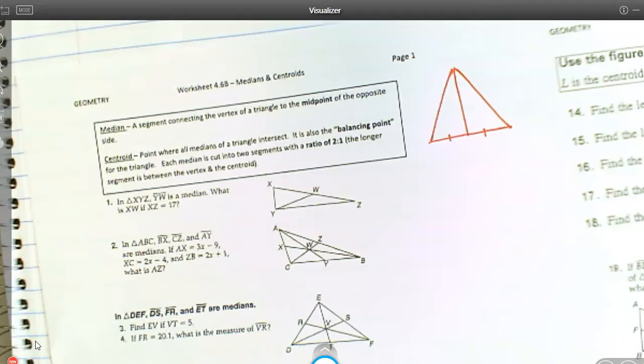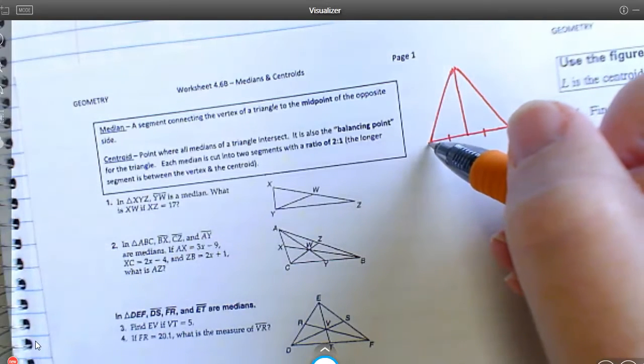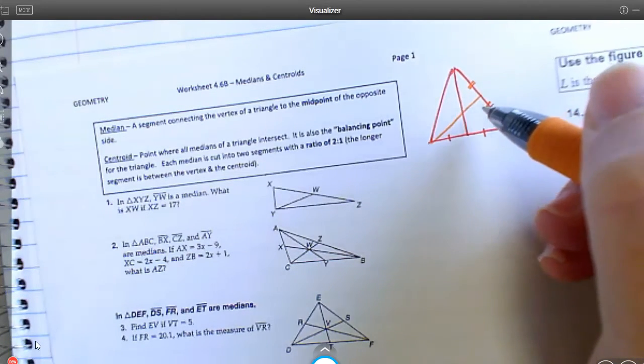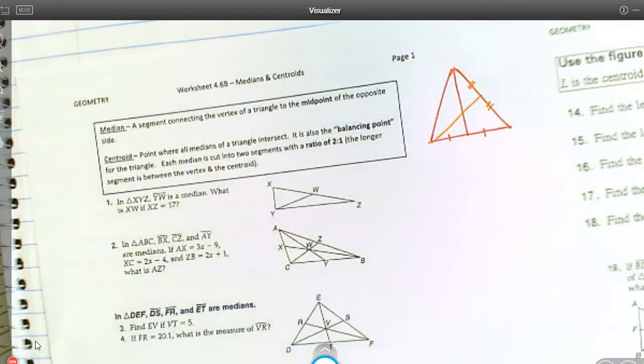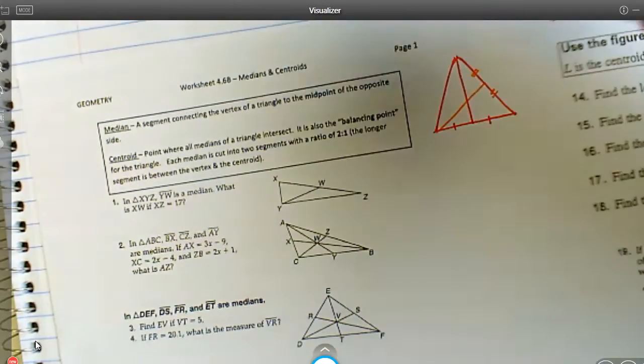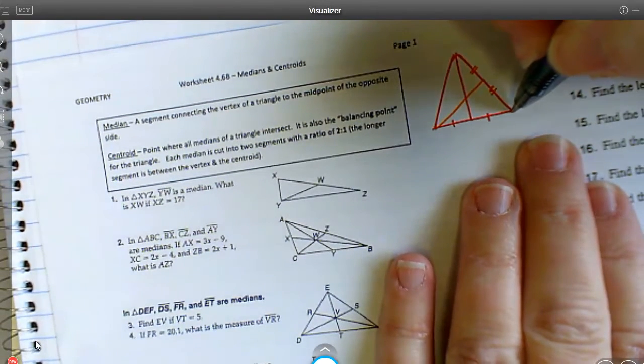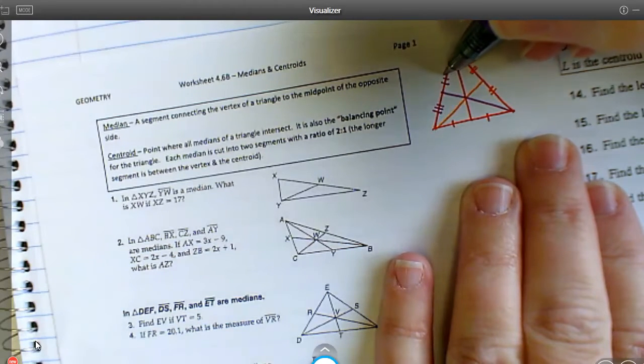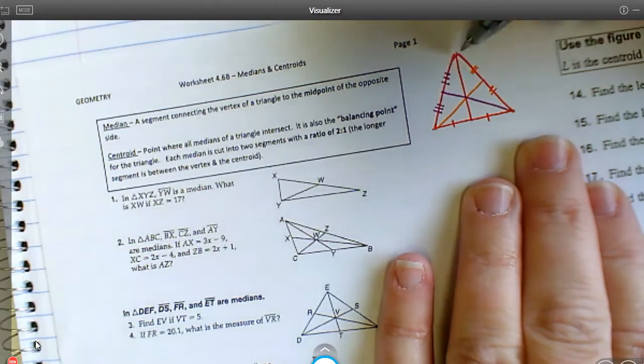Okay? Well, there's three medians in a triangle because there's three vertices. So if I come from this vertex and split this in half, these two are the same. There's our other median. Okay? And then our third median would come from this vertex. It would go on this side. It makes these equal. So those are my three medians.